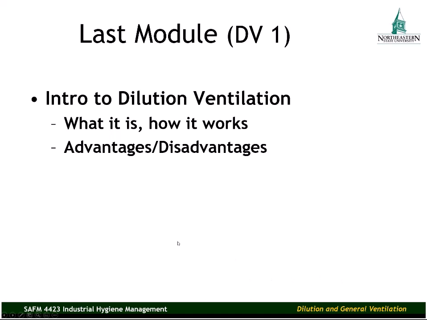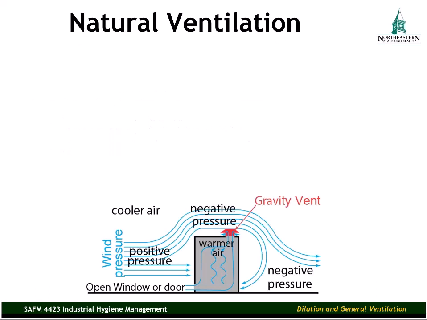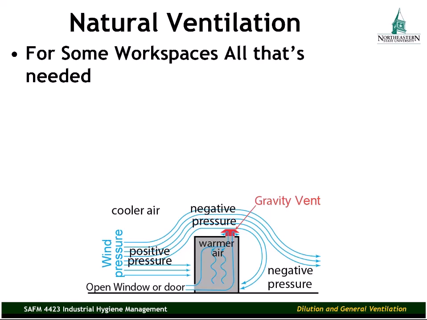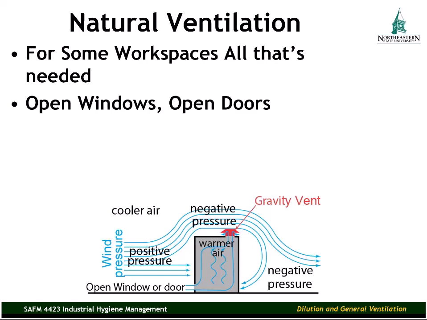One of the options that we have available to us if we need to use dilution ventilation is just to incorporate natural airflow. And that's what I want to talk about now, natural ventilation of workspaces. In some workspaces, that's all that's needed. You can open some windows, open some doors, get a good cross ventilation going through your space, and that can provide all of the dilution air you need in many workplaces.